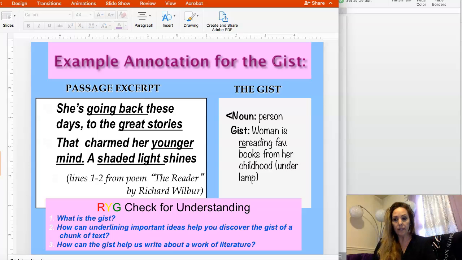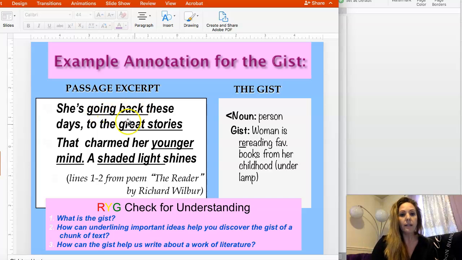Okay, so here is a stanza coming from a literary text, a poem, and what I've done is I have done the noun strategy on the right-hand side to process what it's about, and then I'll show you my symbol work on the next slide. So let's just read this chunk, and notice my baby arrow here electronically. If I had a pen, it would be a large arrow to pull out that chunk on the right-hand side. So she's going back these days, and I've underlined a couple of key phrases as I'm reading the chunk that I feel might be important in helping me get to the main idea using that noun strategy.